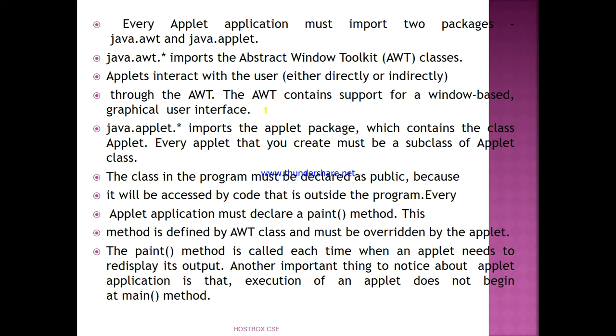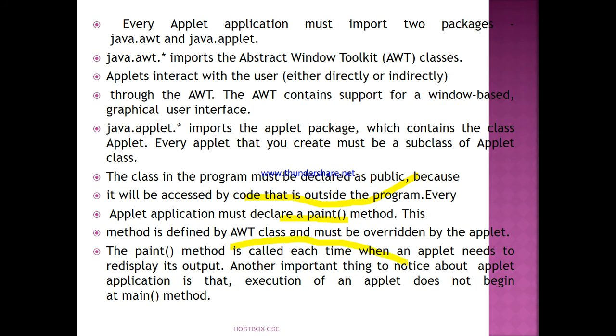Coming to the next point, every applet must import two packages: java.awt and java.applet. java.awt imports the Abstract Window Toolkit classes, with which applets interact either directly or indirectly, and java.applet contains the class Applet. The class in the program must be declared public because it will be accessed by code outside the program. An applet must also declare a paint method, which is defined by the AWT class and must be overridden by the applet.